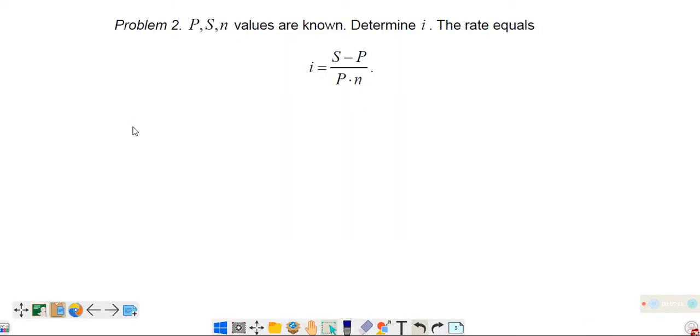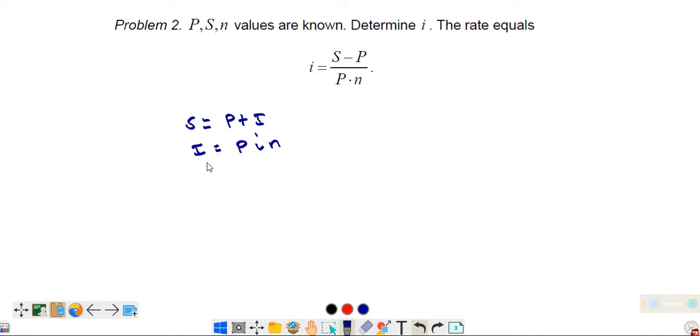Okay, so I transferred it to our whiteboard. Let's show again how it was derived. S is equal to P plus I, wherein I is equal to P times I times N.